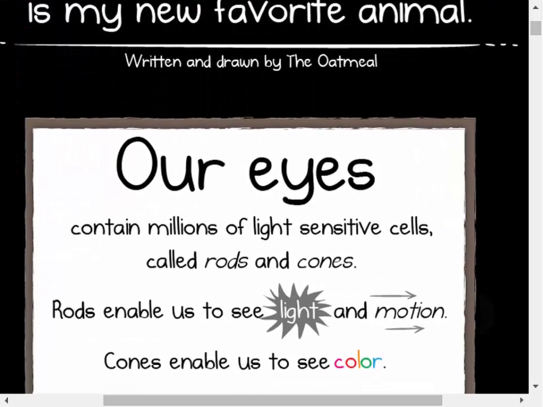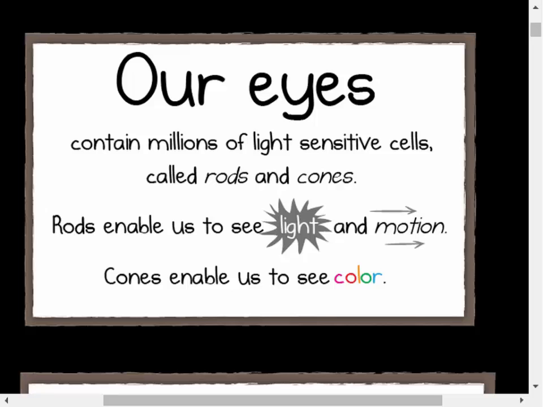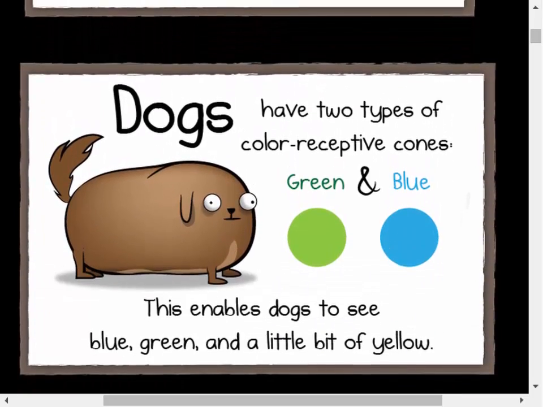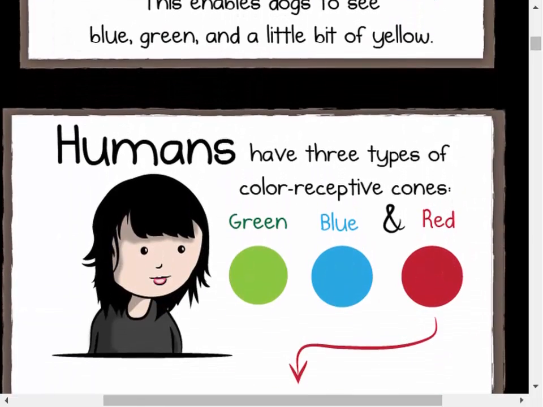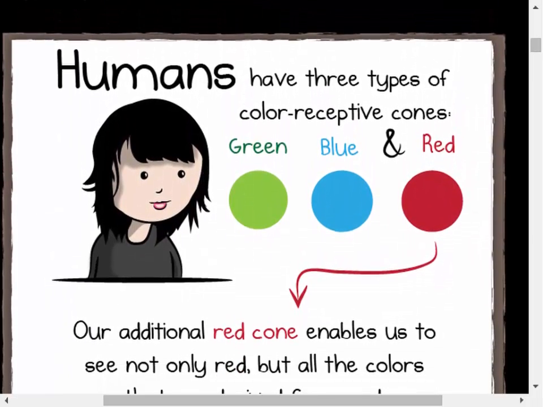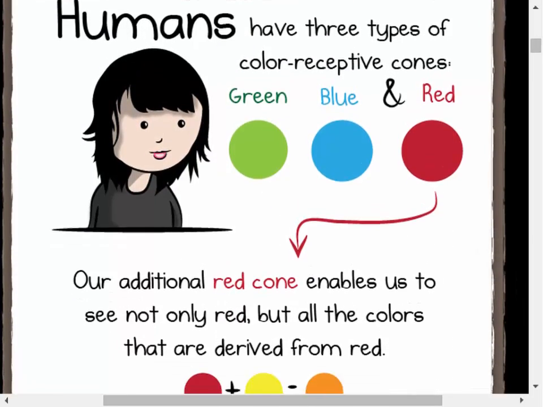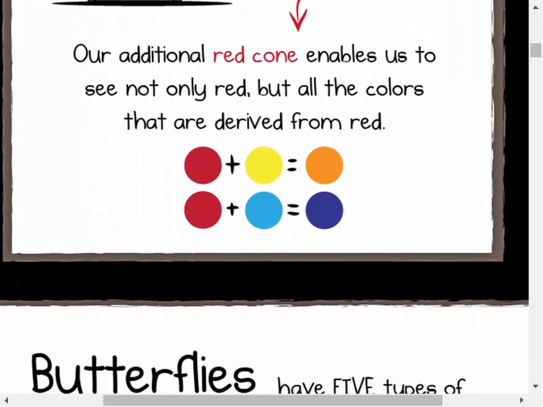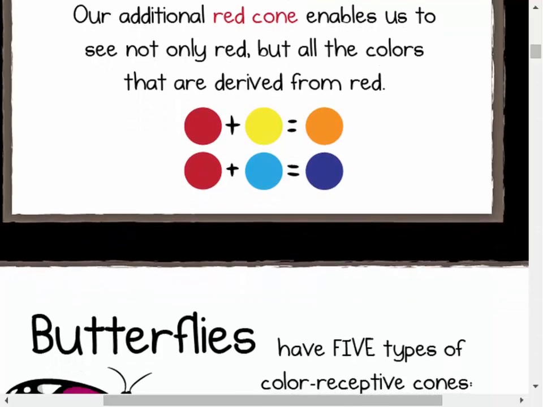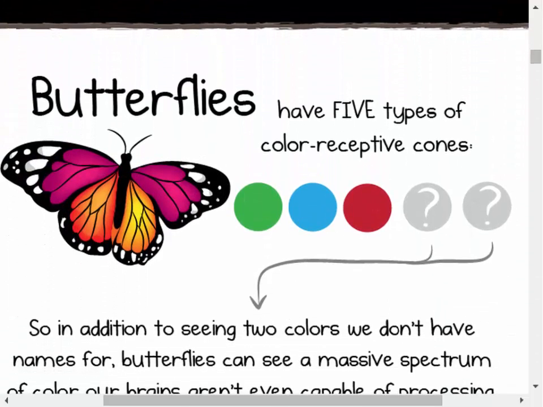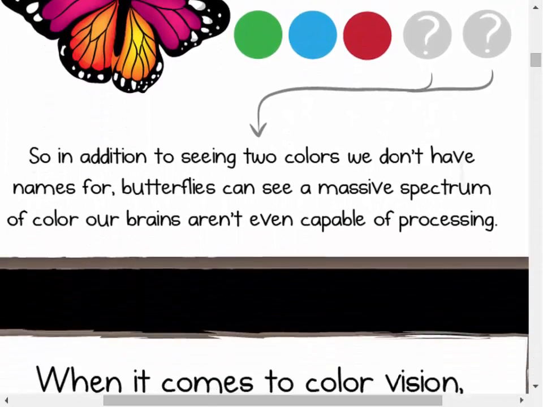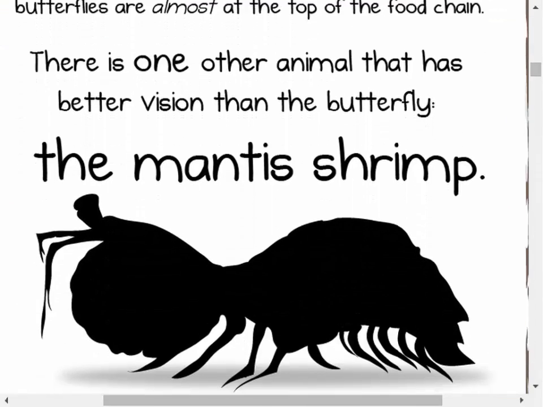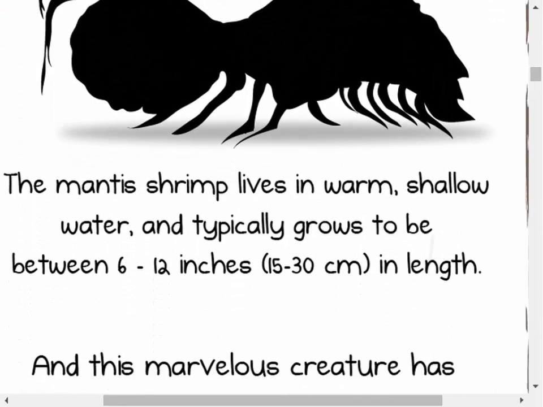And our eyes can see millions of colors because we've got rods and cones. Dogs have two types of color receptors. They can see green and blue. Humans can see green, blue, and red, which is pretty good. We've got an extra red cone. So we can see all sorts of combinations of red and yellow, which is orange, and then red and blue, purple. Butterflies have 5 different types of color receptors, right? So they can see all sorts of colors we can't. But the mantis shrimp is the winner of them all.